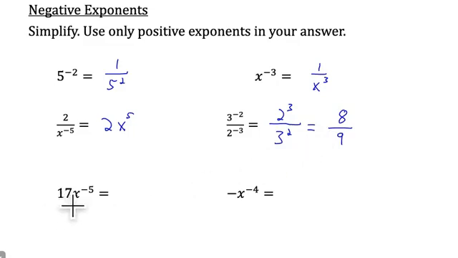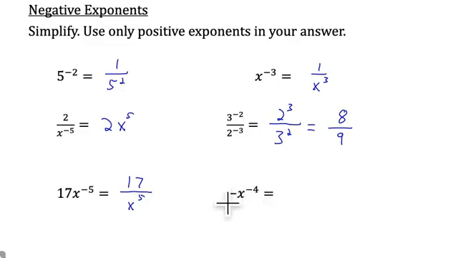So here we have 17x to the negative fifth power. That negative exponent only applies to the x. This really means 17 times x to the negative fifth power. Well, see, the negative exponent means the x's are in the wrong location, so we make a fraction. The 17 stays in the numerator, and the x to the fifth power moves down to the denominator. So 17x to the negative fifth power equals 17 over x to the fifth power.